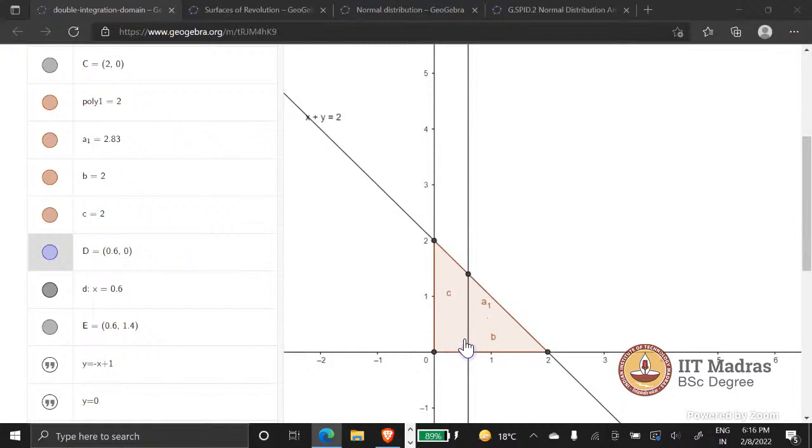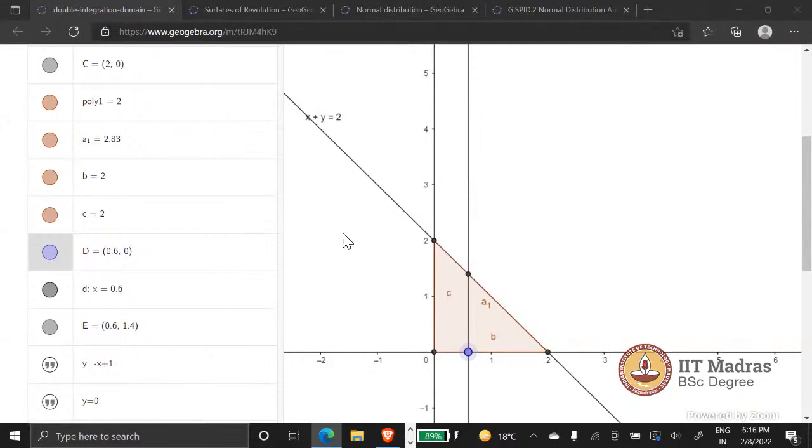Okay, so y is varying from 0 to this curve, right? This plane here, x plus y equal to 2. So your y is varying from 0 to x plus y equal to 2. In this case, y is varying from 0 to 2 minus x, right? 2 minus x. But this is the 2D region that we are talking about. This is not the 3D, right?